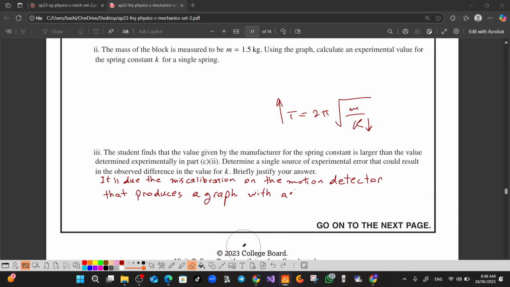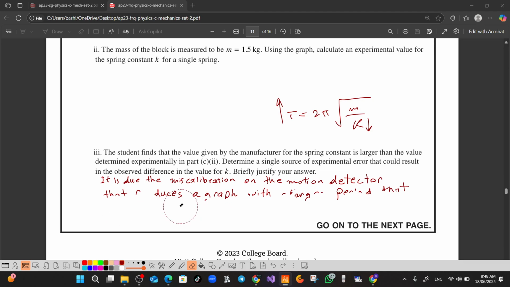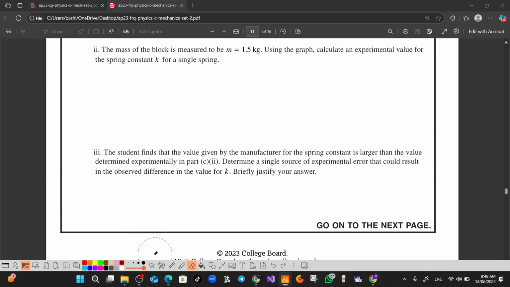Okay. So let me correct it with a larger period that gives a smaller value of K. Now, let's keep moving. Almost done.